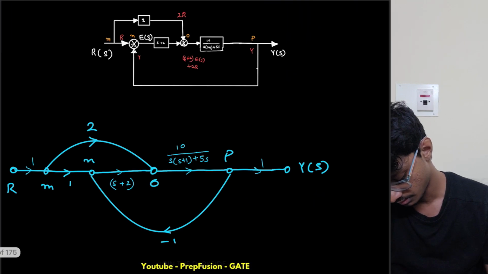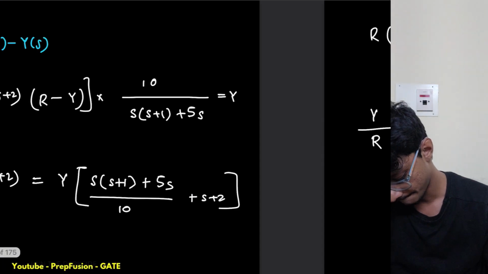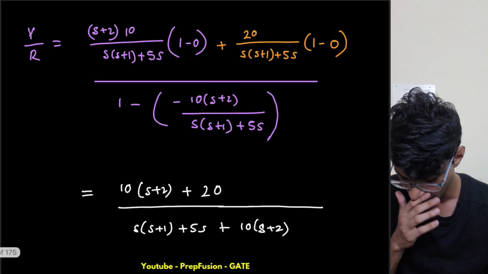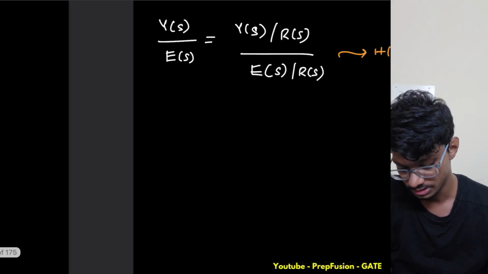This one was the method 2. Okay, SFG equation. Okay, now let us do the 16 question, right?